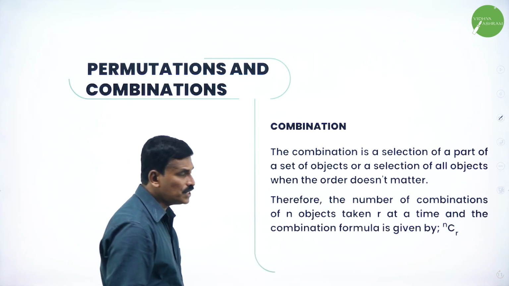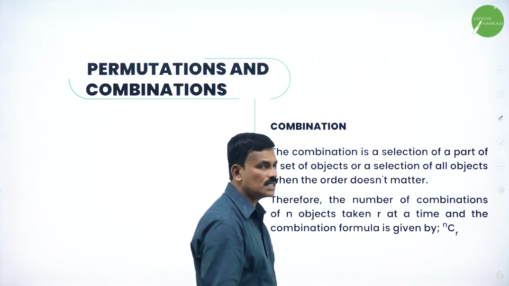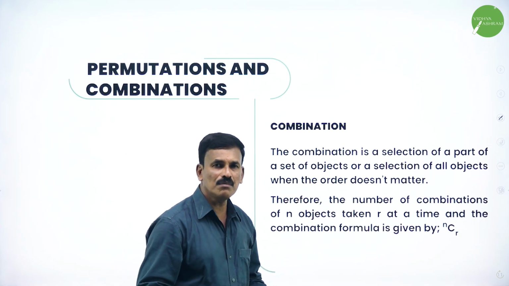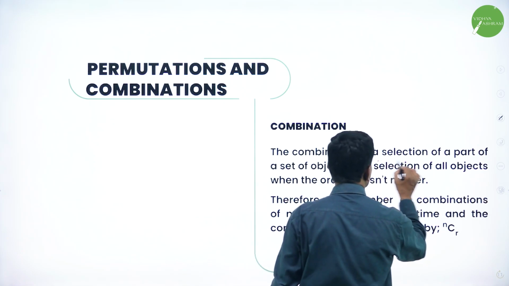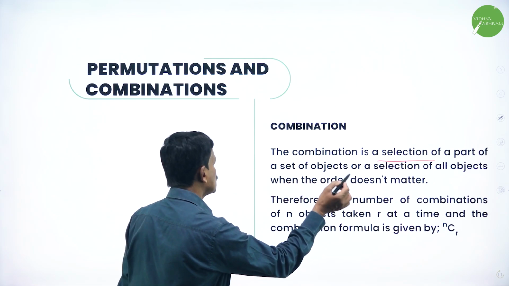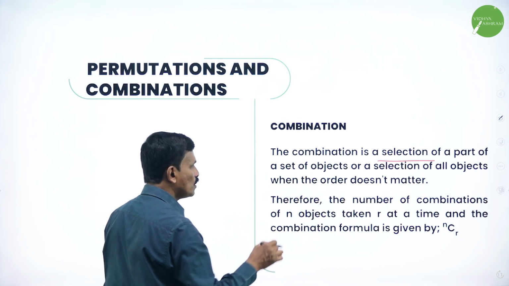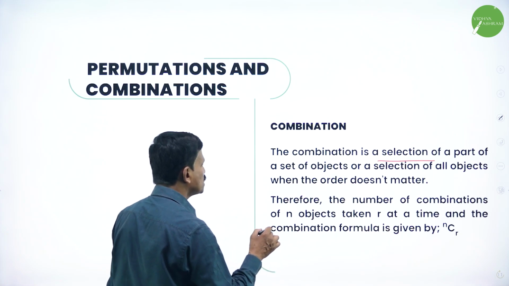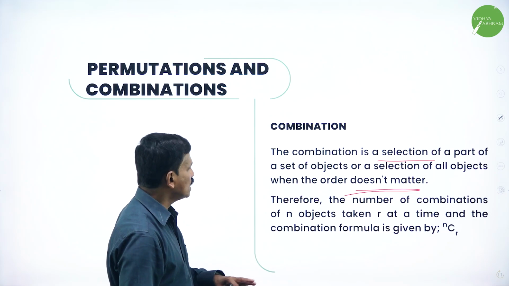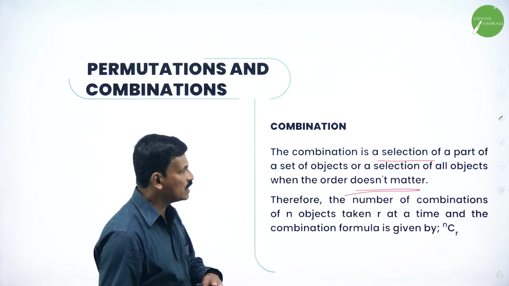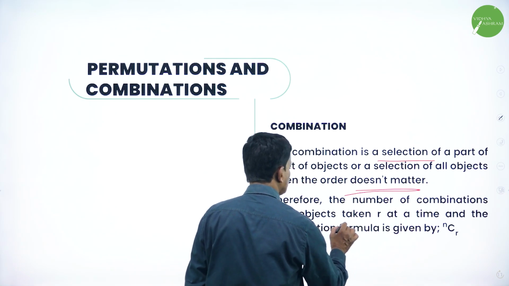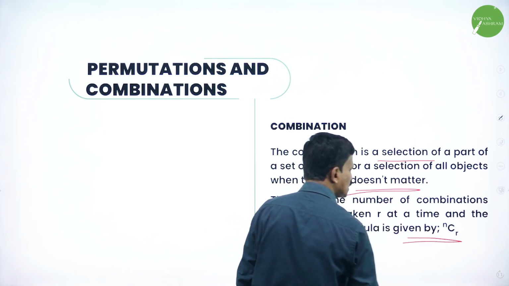Now, what is a combination? The combination is nothing but the selection. The selection of n things taken r at a time is called the combination. A combination is a selection of part of a set of objects, or of all the objects, when order doesn't matter. Therefore, the number of combinations of n objects taken r at a time is denoted as nCr.